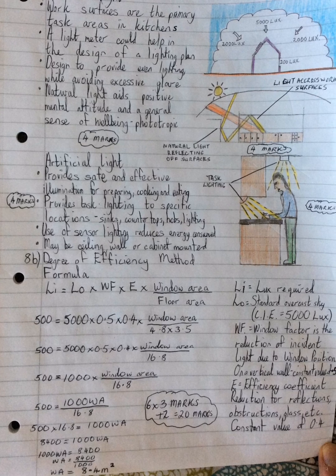There are 20 marks going for part B. You get 3 marks for the formula and 3 other marks for working your way down through it, and then 2 for getting the correct answer for the window area. That's a total of 20 marks.